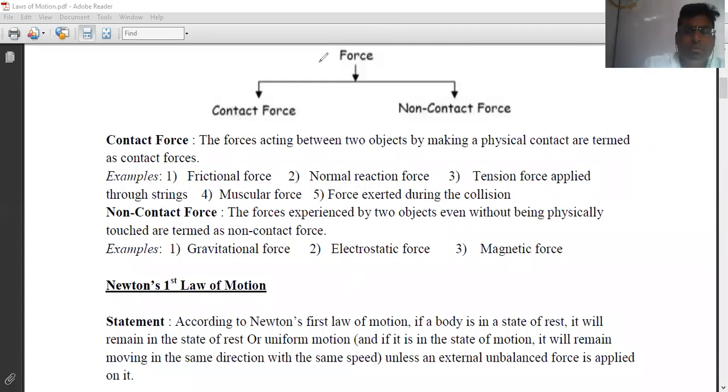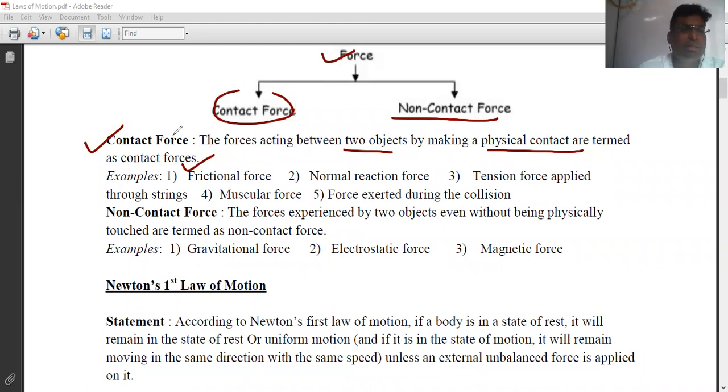Now look at the types of force. There are two types of force: one is contact force and the other is non-contact force. Contact force: the force acting between two objects making physical contact is termed contact force. The name itself suggests that when two bodies are in contact and force is applied between them, that is called contact force, right?